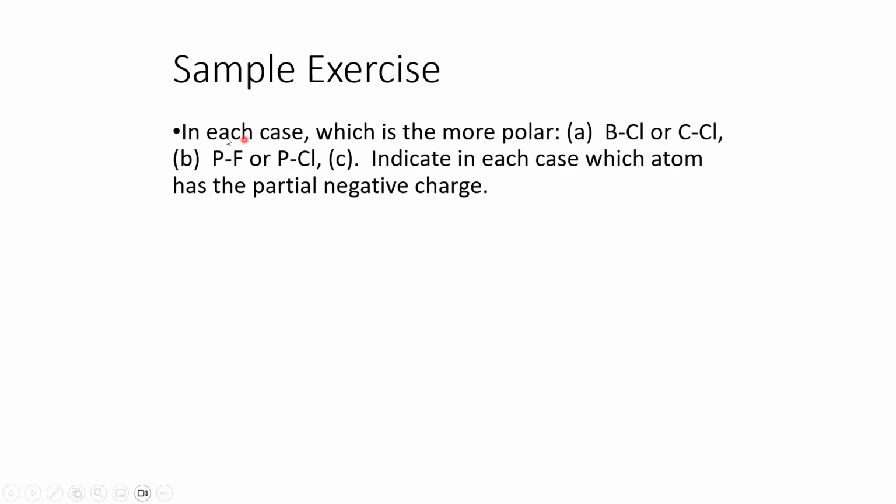And then similarly, since the phosphorus is the same here, we want to think about which of these, fluorine and chlorine, is going to be more electronegative. And since fluorine's the most electronegative, it'll just have to be PF.